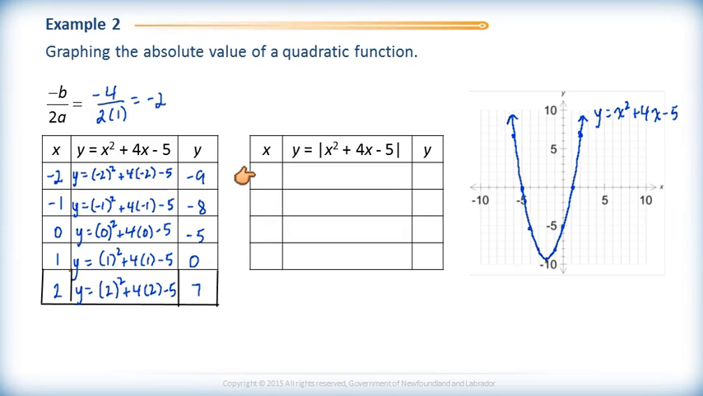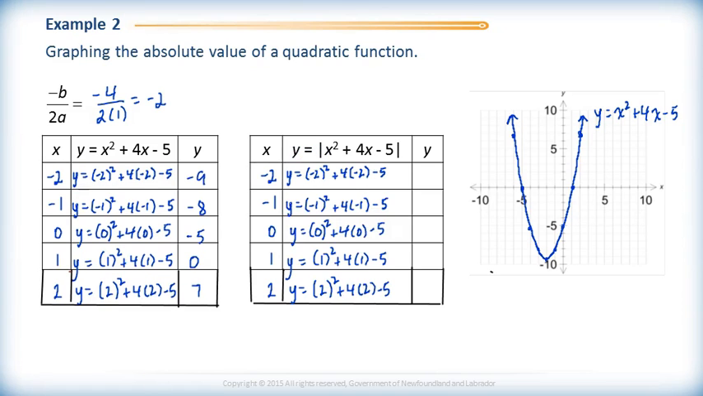Let's work on the table for the absolute value of that graph. So for the absolute value graph, the calculations are the same except that we've got absolute value symbols involved here, like so, which once again means that anything that was negative becomes positive. Anything that was 0 stays as 0. Anything that was positive stays positive.